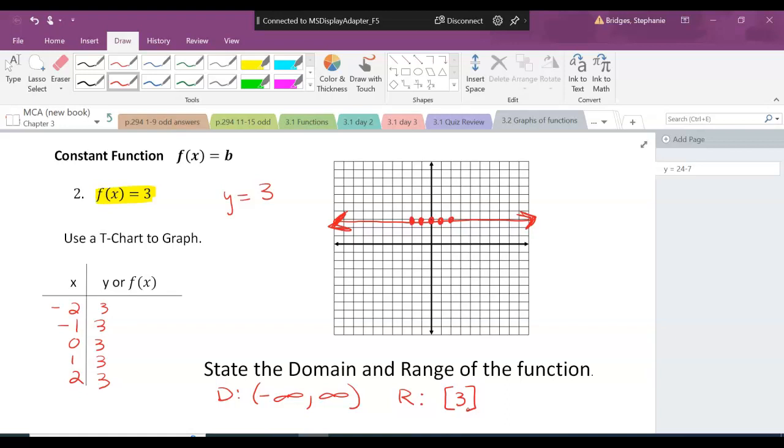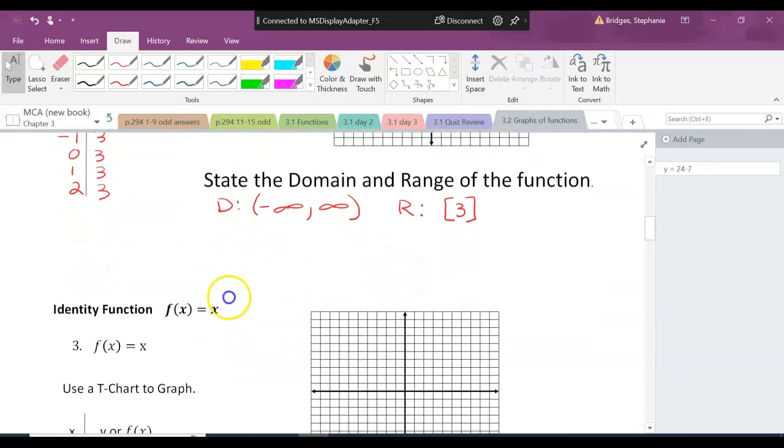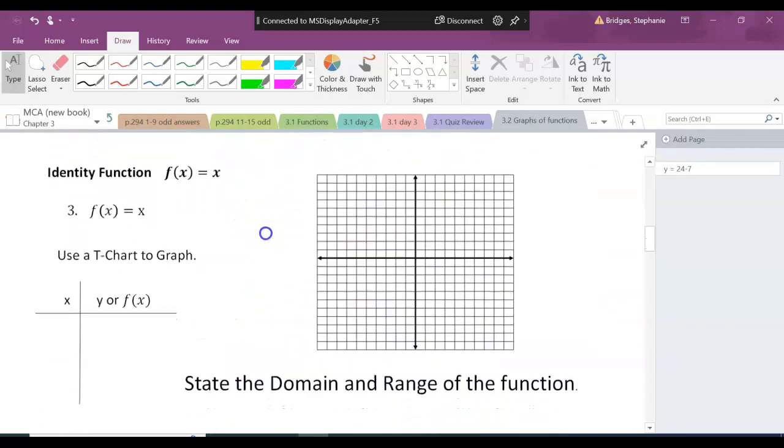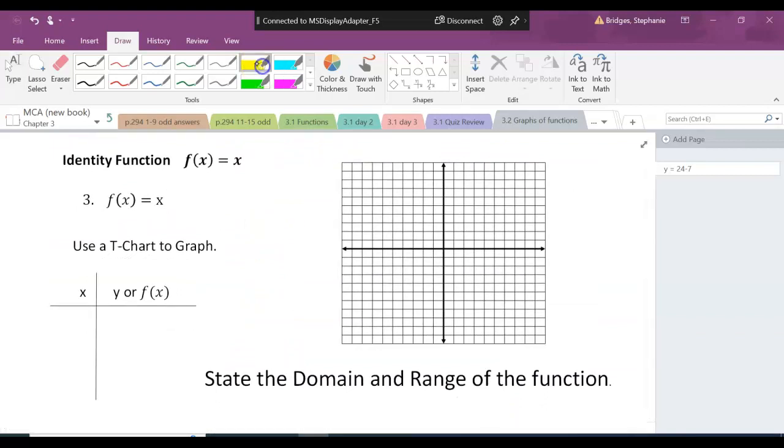All right, another linear function, but this one is specific. It's called the identity function. It's f of x is equal to x. The example that we're going to use is this one right here. F of x is equal to x, which means technically y is equal to x. And we're going to plug in the same 5 values. This way we get a couple on either side of 0.